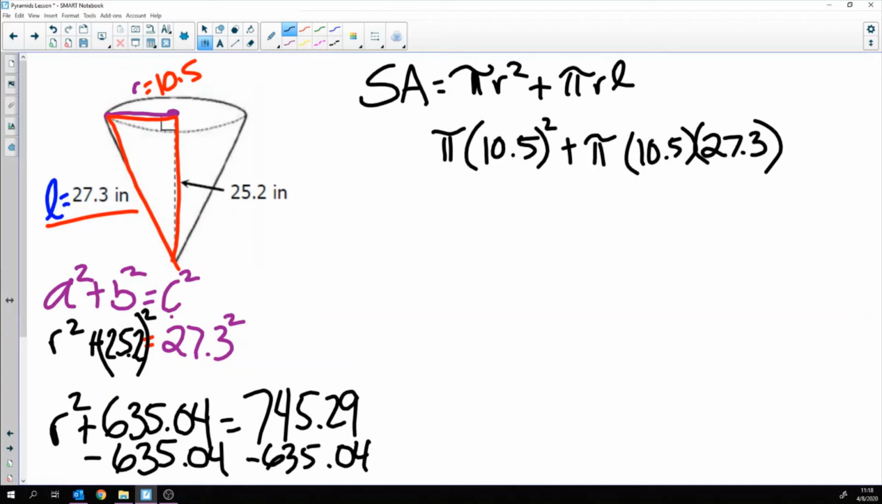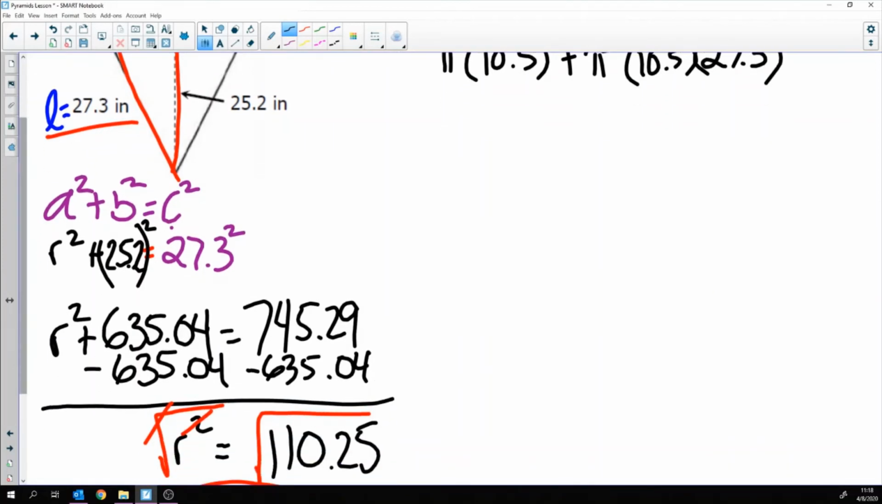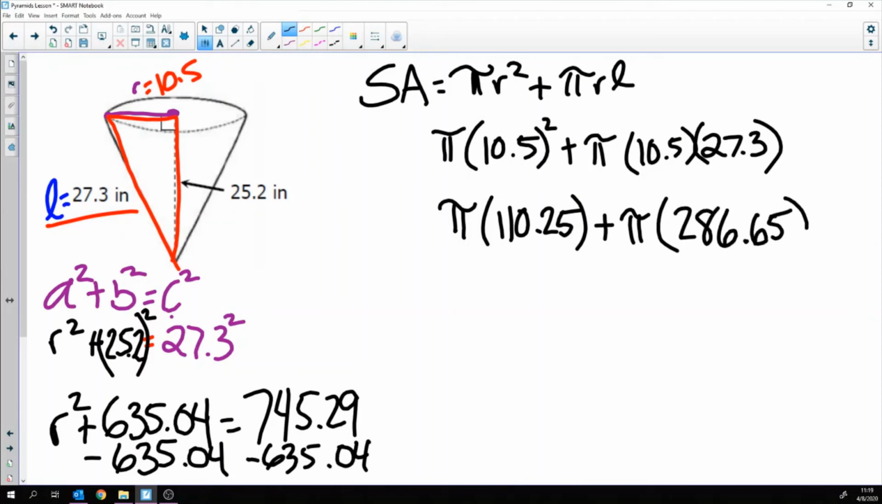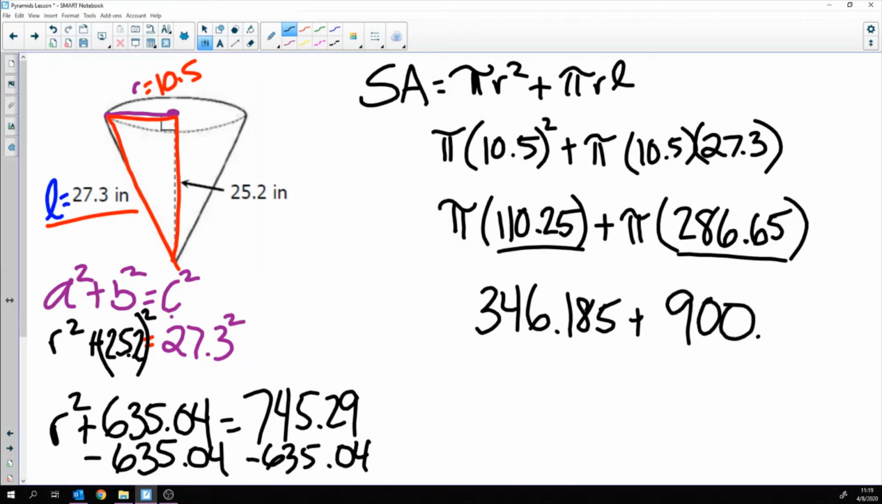Doing math, 10.5 squared, we don't have to do that because we already saw what that was when we did this, right? 110.25. So this is going to be pi times 110.25 plus pi times, and then do 10.5 times 27.3, 286.65. Now multiplying this number times pi and this number times pi separately, 110.25 times 3.14, 346.185, plus, and then you're going to do 3.14 times 286.65, 900.081.